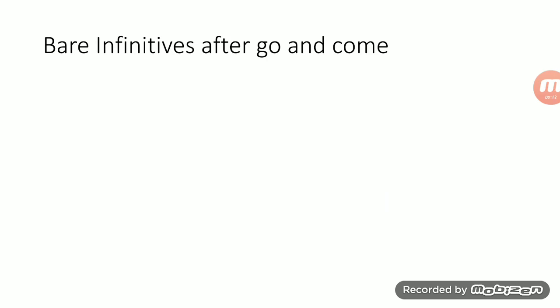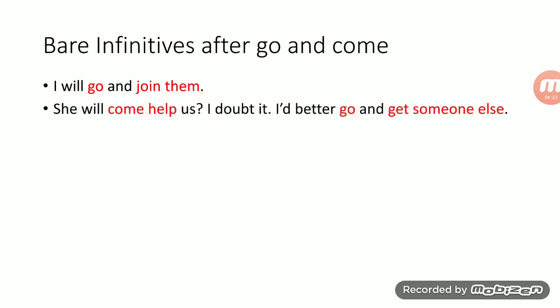So here's another structure: infinitives after go and come. I'll go and join them. She'll come help us? I doubt it. I'd better go and get someone else. So get someone else is the purpose, and go is the action. And in the first sentence, join them is the purpose, and go is the action.